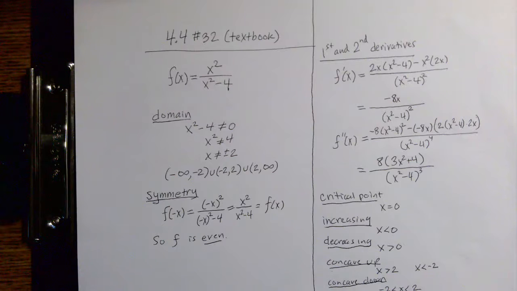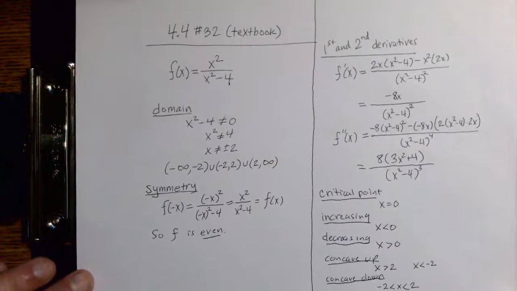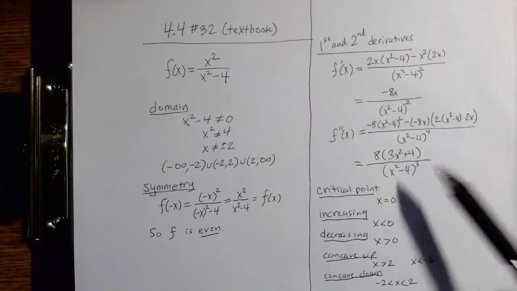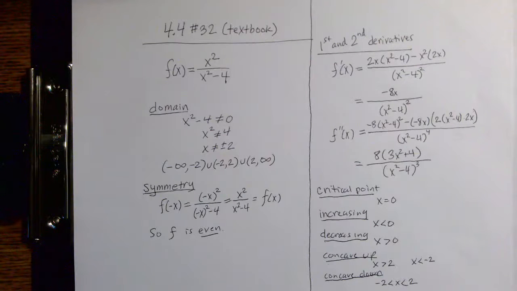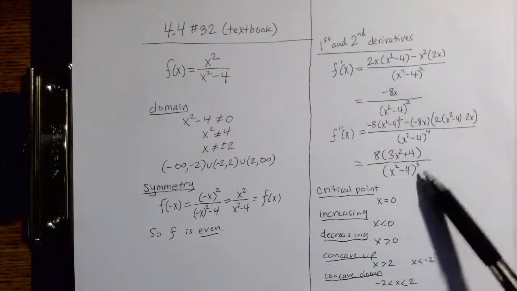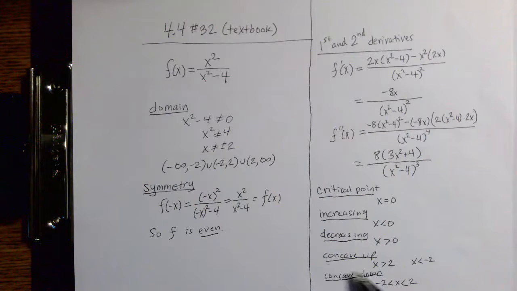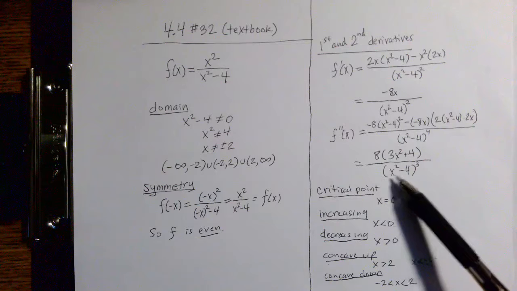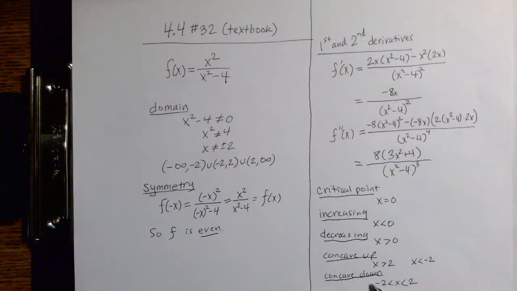Concavity, the direction of concavity is determined by the sign of the second derivative. And similarly, we can look at this and say, well, that numerator, no matter what x is, is positive. So the sign of the second derivative is determined by the denominator. And what we conclude, based on where it's positive, is that the original function is concave up when x is greater than 2 or less than negative 2. And based on where this is negative, the original function is concave down between negative 2 and positive 2.